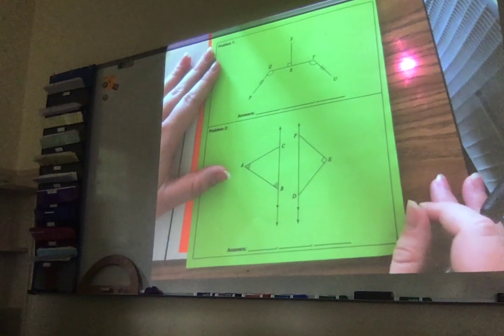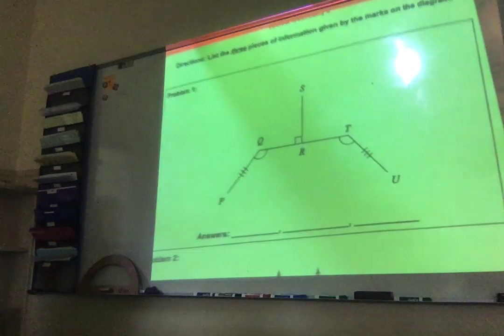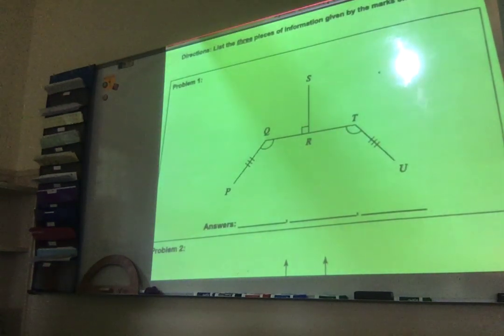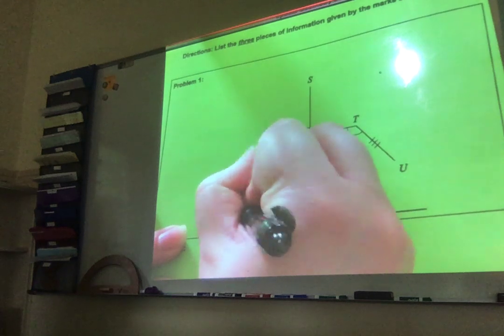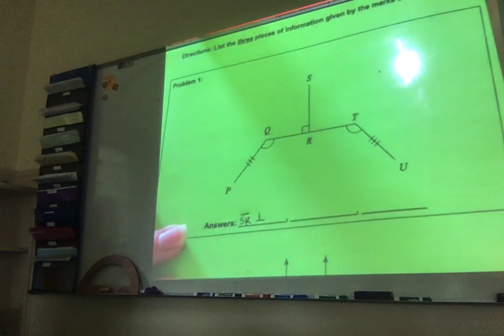Alright, so we're on the green page. I'm not going to color code this. Alright. So, for number 1, one of you guys give me a statement we could write from it. Anna, you've already started. Line segment SR is perpendicular to Q. The line segment QRT. Yep.